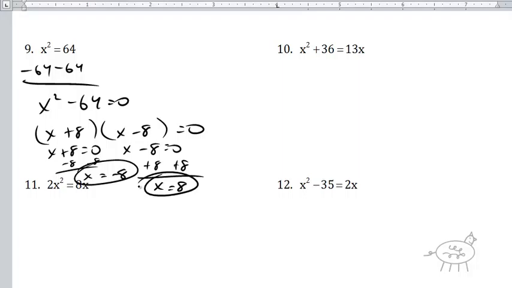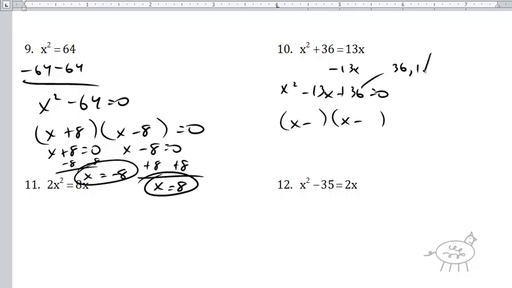Okay? Number 10, got to move that 13x over. So you get x squared minus 13x, make sure you put it in right order, plus 36 equals 0. So we're going to put this in parentheses. x, it's double negative. I don't know what the numbers are yet. But what gives you 36? Well, 36 and 1, of course. 18 and 2. 6 and 6. What else goes in there? 9 and 4.